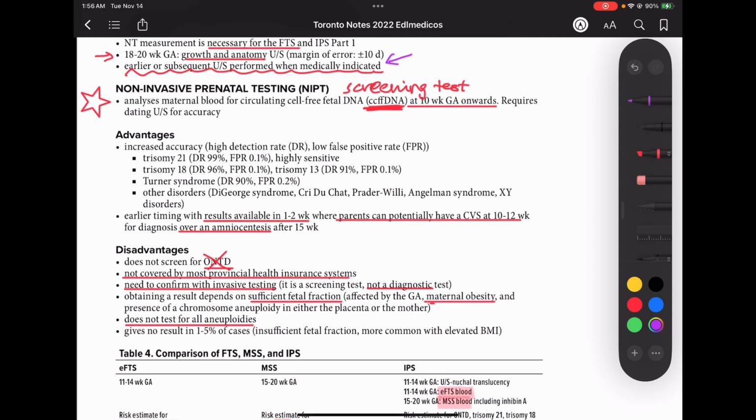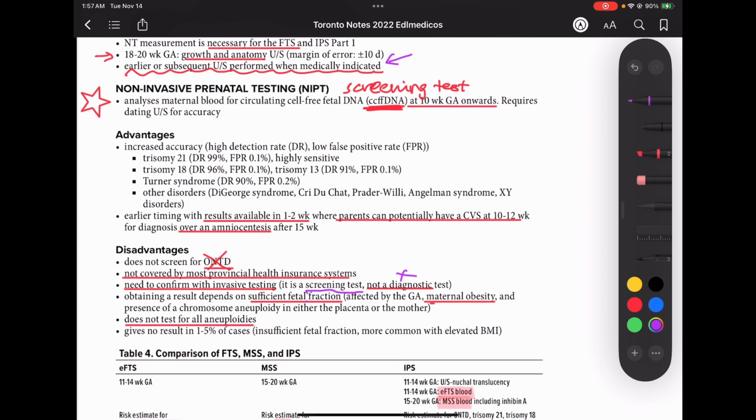But the disadvantage is it does not help us look for open neural tube defects, and it is not covered by most provincial health insurance systems. It needs to be confirmed with invasive testing. So it is just a screening test, right? It's not a diagnostic test. So we have to confirm it with some diagnostic test, and those include maybe CVS, maybe amniocentesis, right? And it is also affected by the need to find sufficient fetal fraction in maternal blood. What if there's not sufficient fetal fraction?